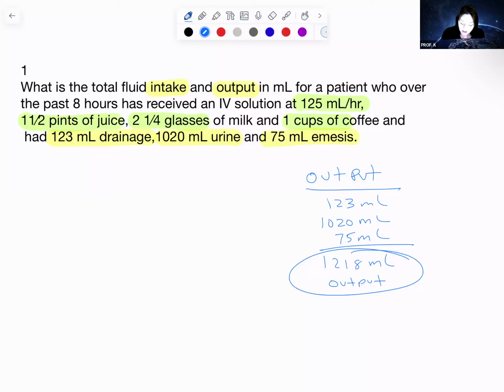Now, what's my input? Well, the patient has been getting an IV of 125 milliliters an hour. How long have we been tracking this on this patient?